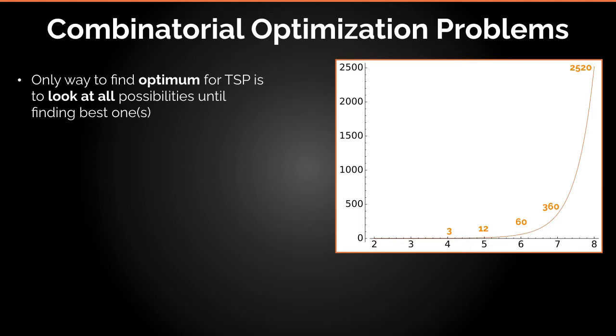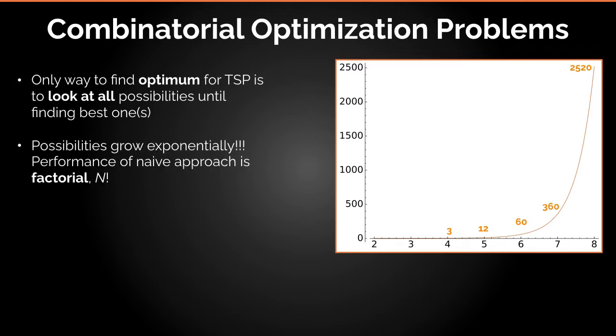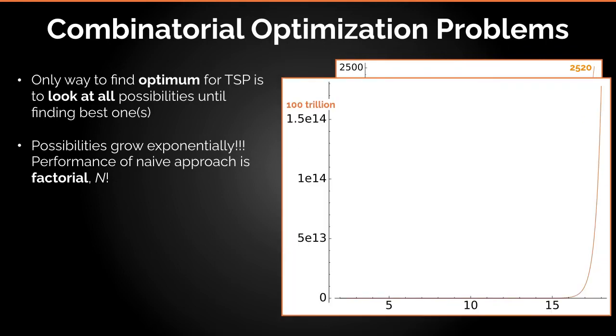So for n equals 5, the example that we just did together, we had 12 possible tours. For n equals 6, you have 60 possible tours. For n equals 8, you have 2,000, and then as soon as you go above that, things just become intractable. As soon as you have 18 cities, you have up to 100 trillion possible tours. So of course, even with a very fast computer, you can't possibly look at each of these 100 trillion possible tours, especially if you only have 18 cities. That doesn't make any sense.